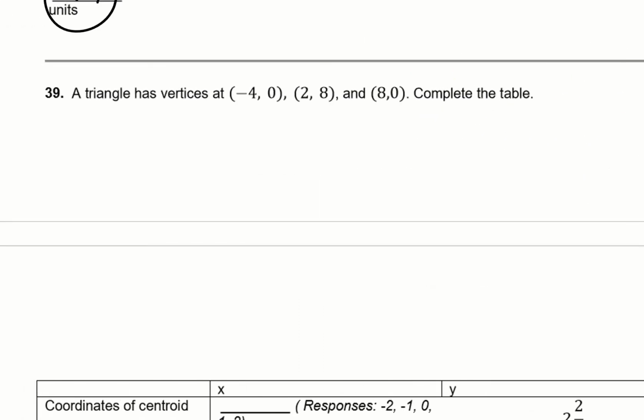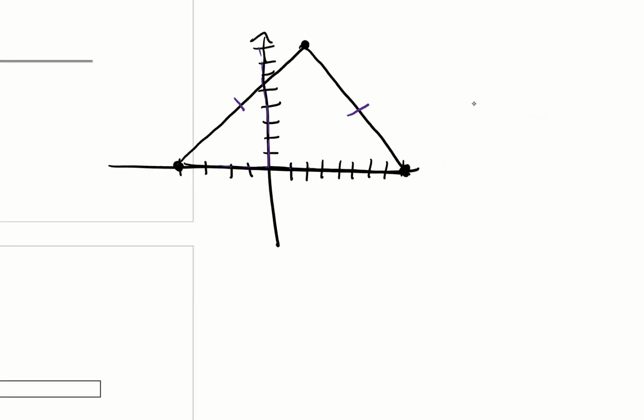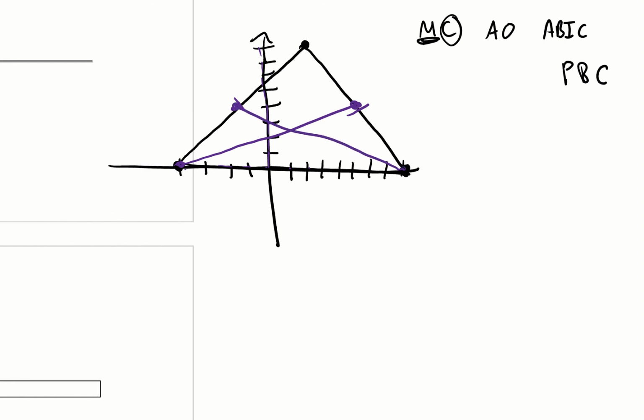So let's go ahead and do the centroid. Remember that the centroid, using our mnemonic here, my cousin always owes Anna banana ice cream, probably before Christmas. So we're dealing with the centroid, so we're dealing with the median. So let's draw the median. The median is drawn from a vertex to the midpoint of the opposite side.